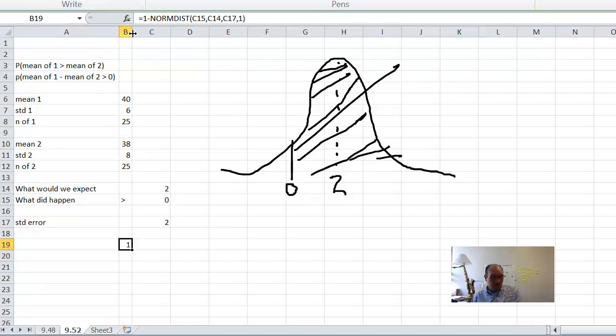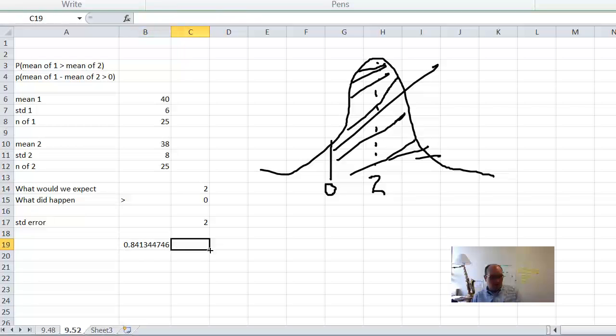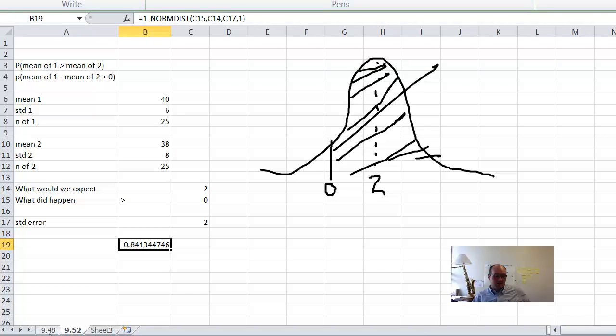Something weird happened here. There we go. 0.84. So 84% is over here. Alright, so that's that problem. So these are really pretty simple problems. The hardest part is getting the standard error thing figured out, but it's really not that big of a deal.